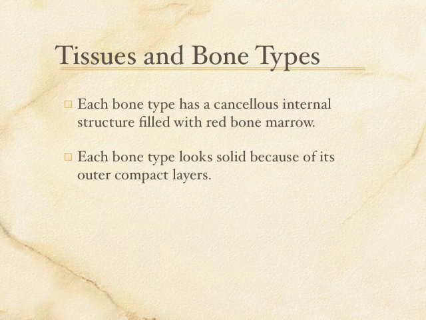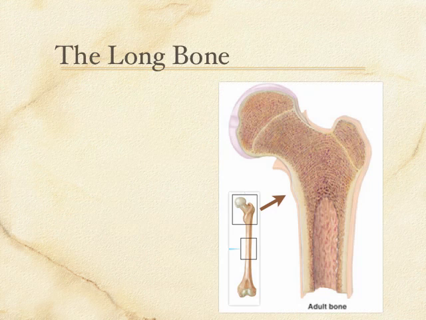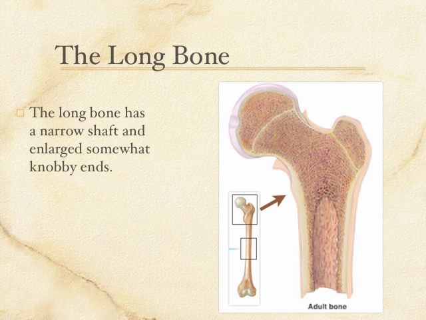Okay? Each one of the bone types you saw is going to have compact layers over the surface, so the surface looks very hard. There is one exception, though. In the long bone shape, we're going to find one change to this pattern. All the other bones are going to be similar. Okay? All of the other bones, sesamoid bones, flat bones, short bones, irregularly shaped bones. Okay, the long bone is going to be the one with a difference. Let's look at a long bone then and see where the difference is.